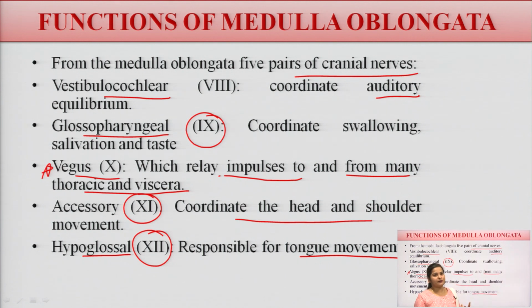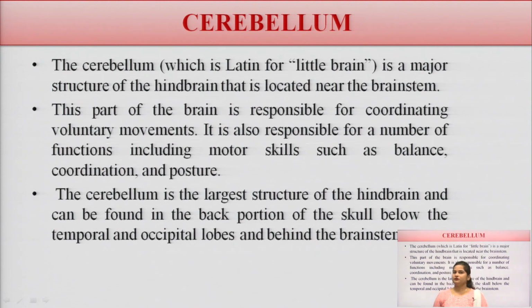So, during swallowing, during chewing, during the eating of food, there is a movement of the tongue. So, this movement of the tongue is controlled by the hypoglossal nerve, which is cranial nerve number 12. Now, this is about the brain stem.